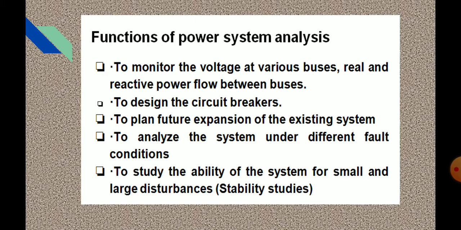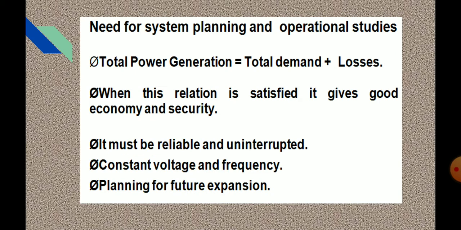This is called power system analysis. Any fault in power systems is classified as line to line fault, line to ground fault, three phase fault, single phase fault. All this comes under the analysis of the systems under fault conditions. And the fifth point is to study the ability of the systems for small and large scale disturbances, which is called stability studies.